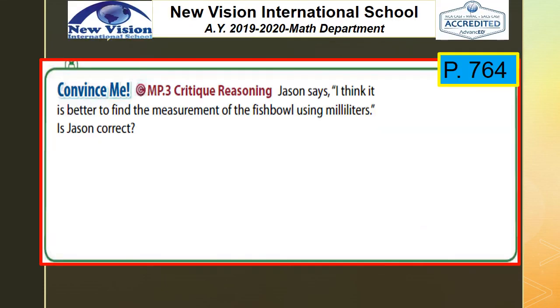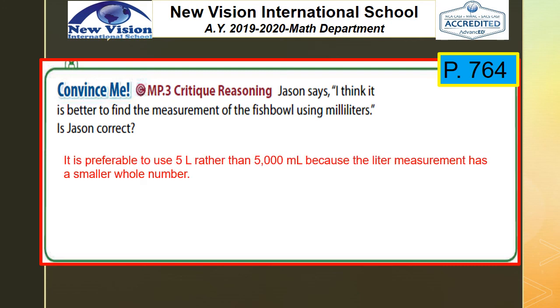Very good. Okay, we have the convince me part. Jason says, I think it is better to find the measurement of the fish bowl using milliliters. Is Jason correct? What's your answer? Okay, it is preferable to use 5 liters rather than 5,000 milliliters because the liter measurement has a smaller whole number. If the measurement was less than a full liter, then milliliters should be used.